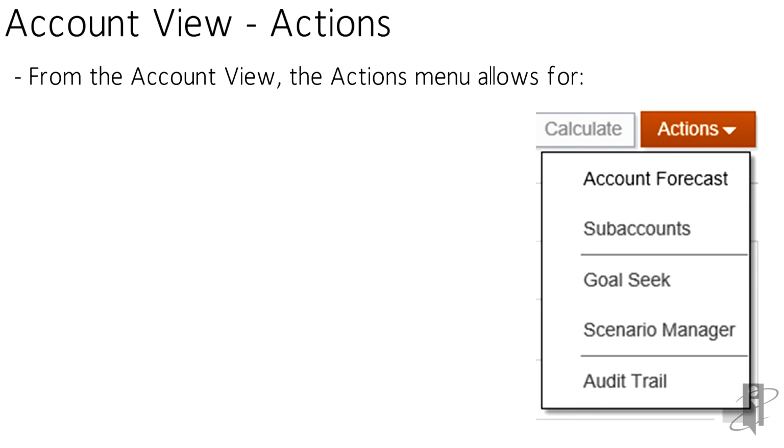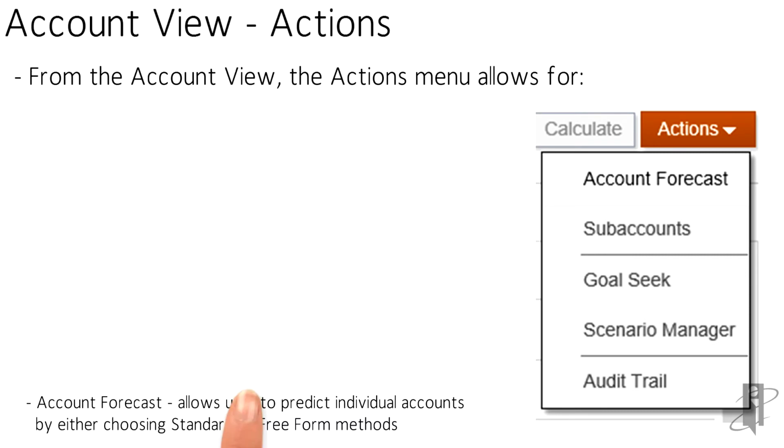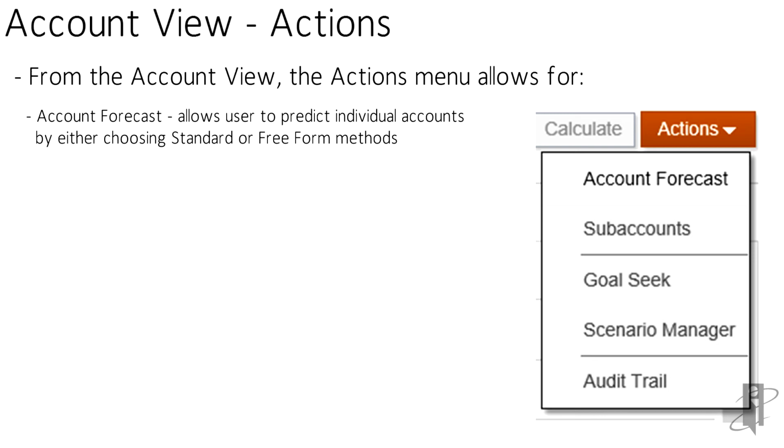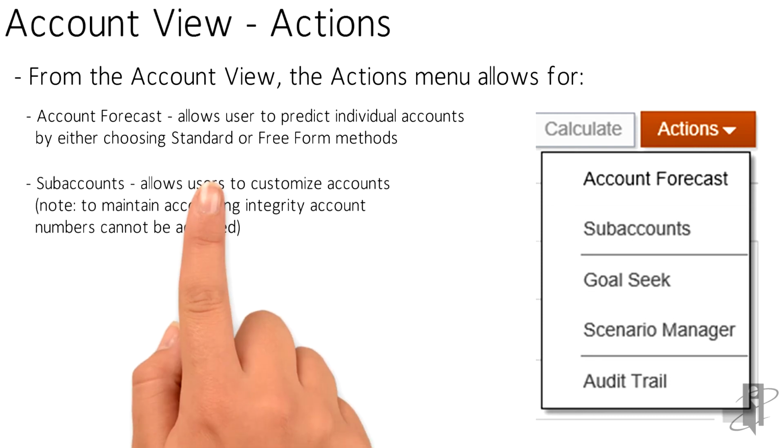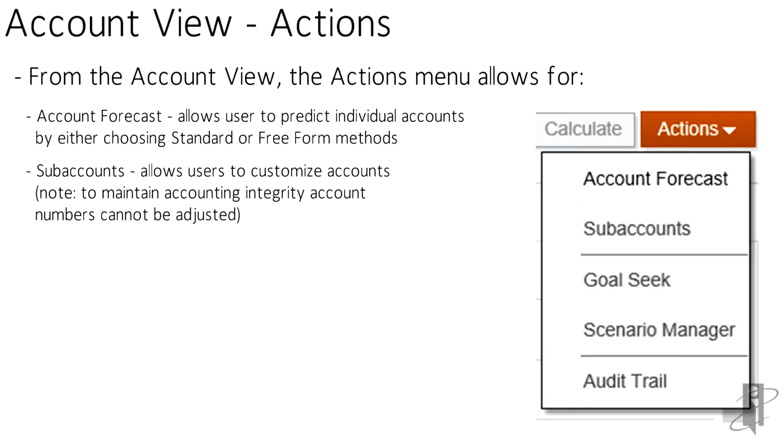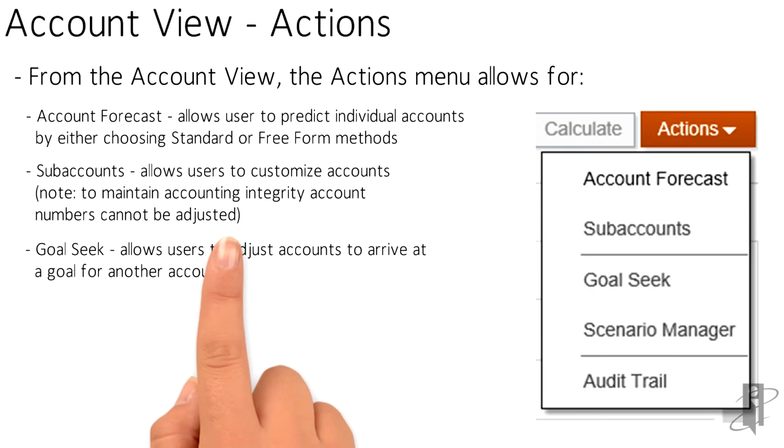So from the accounts view, you'll notice on the right an actions menu. From this actions menu, you can forecast your accounts. This is going to allow you to predict your individual accounts by either using pre-built methods like year-over-year growth, percentage of another account, or it also has a free-form calculator editor to create your own formulas. You can also use sub-accounts, which allows for some customizations of the account. There's also a goal seek button here, and that'll answer questions like, what revenue growth assumptions do I need to have $2 billion of cash in 2025? Again, since everything's interrelated, it'll change one until it gets to a target that you've input.